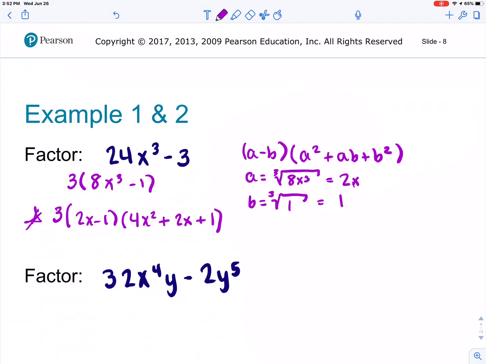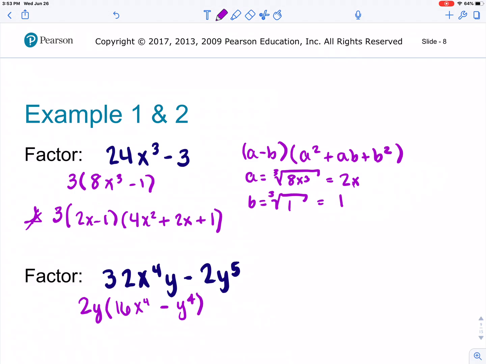Okay, so the next one, whew, look at that guy. 32 and 2, well, I can factor 2 out. X to the fourth, I don't have any x's in the other one, so I can't pull anything out there. I have a y and a y to the fifth, so I can at least pull out a y from both of them. So I'm going to pull out a 2y out of the 32 x to the fourth y. So 32 divided by 2 is 16. X to the fourth, because I'm not pulling any x's out. Y divided by y is 1, so no y's. Minus 2 divided by 2 is 1. Y to the fifth divided by y is y to the fourth.